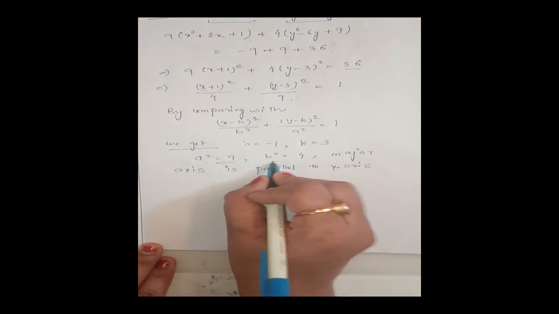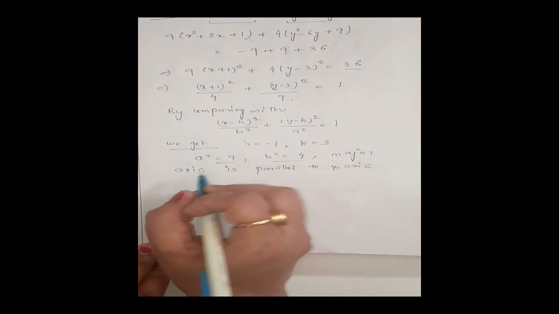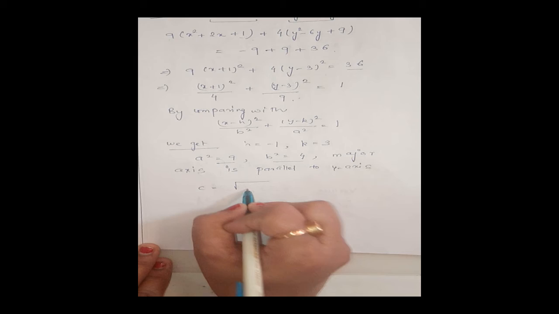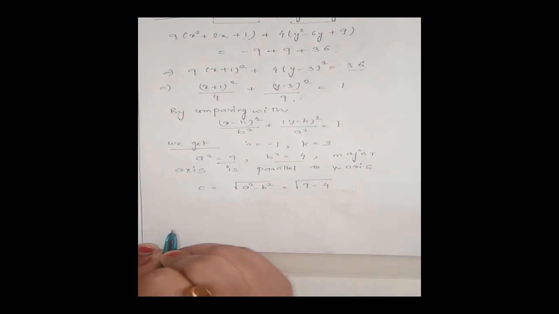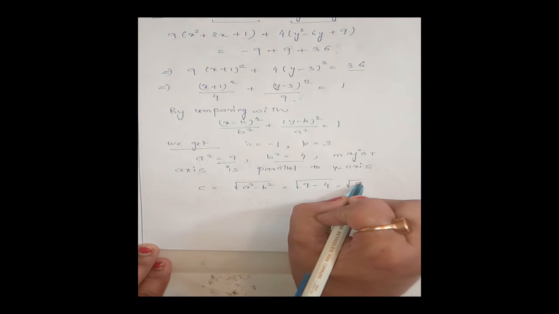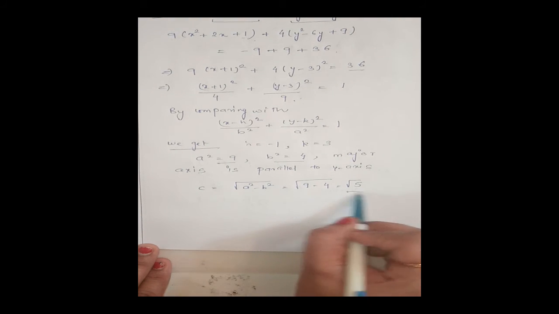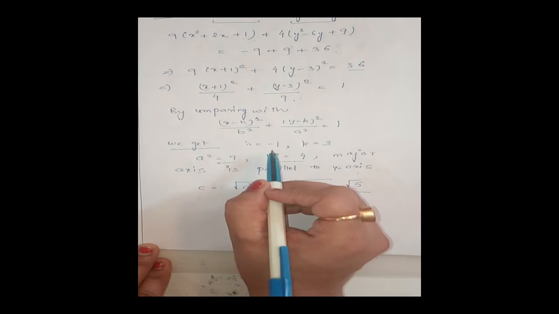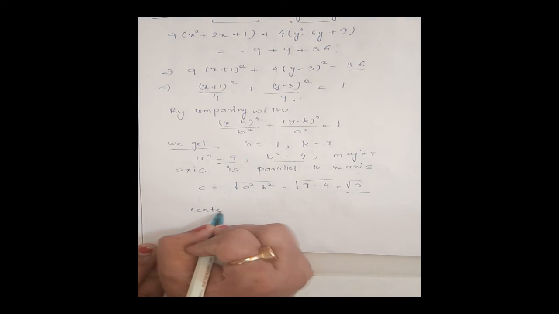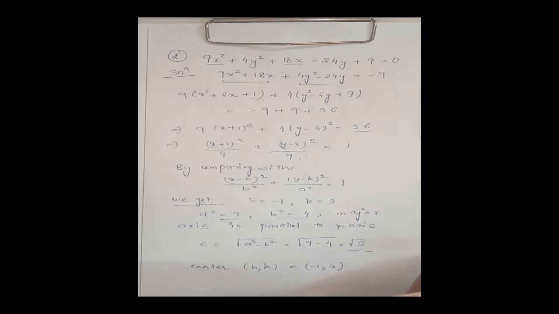Now a square is 9, b square is 4. Now we know c is given by the square root of a square minus b square, that is 9 minus 4, that is root 5. Clear? Now let us trace this. c is root 5, a is 3, b is 2, major axis parallel to the y axis, and center is (h, k), that is (minus 1, 3). Now let us trace this ellipse.